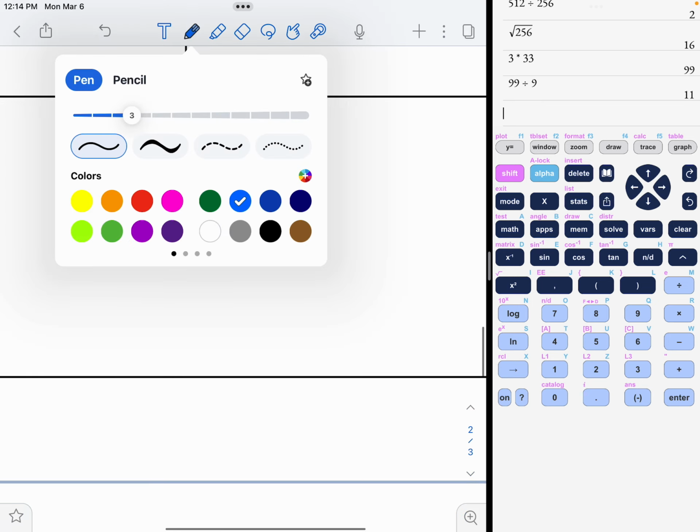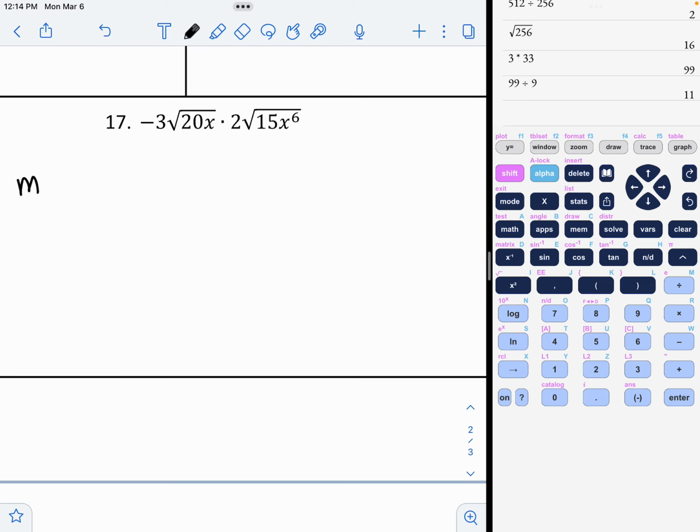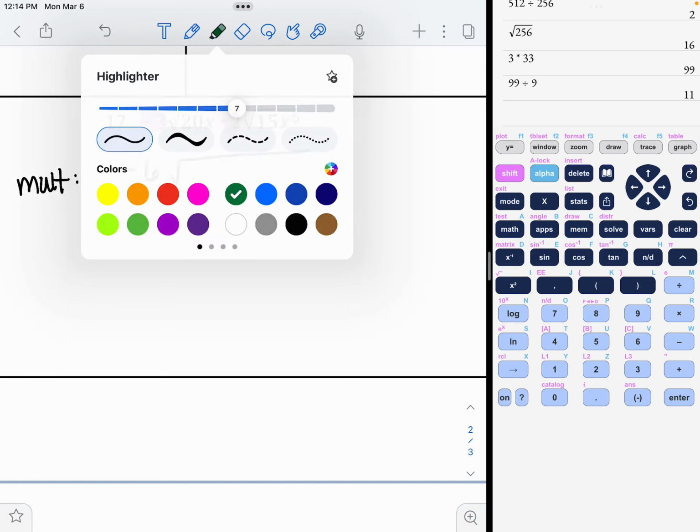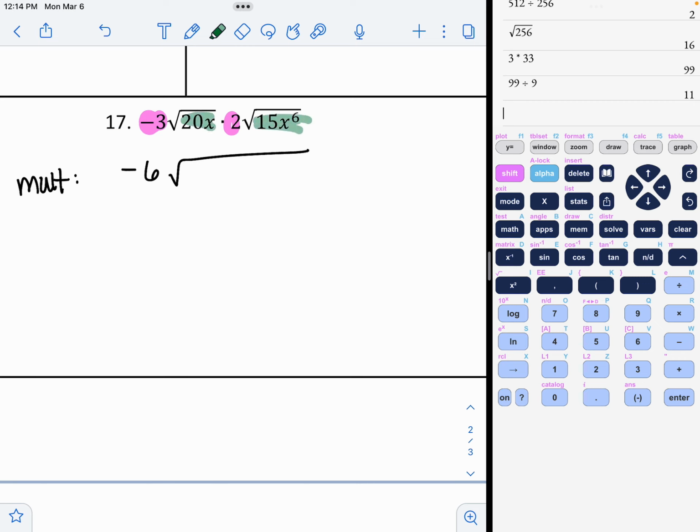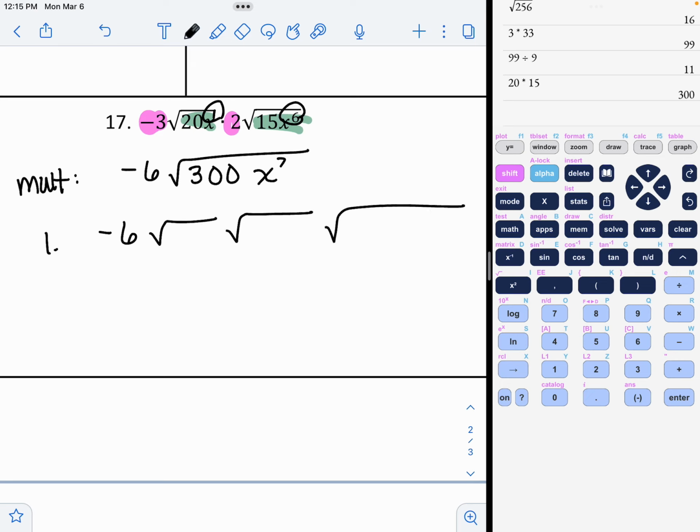Now number 17. You multiply them together. So I have a negative 3 times a 2, which makes a negative 6. And then I have a 20x with a 15x to the 6th. 20 times 15 is 300. And then that's going to be x to the 7th because it's 1 plus 6. So you drop down for step 1. We drop down your negative 6. We break 300 apart, and we draw 7 x's.